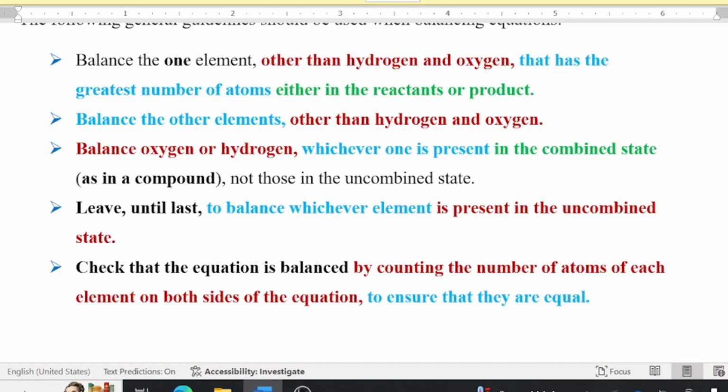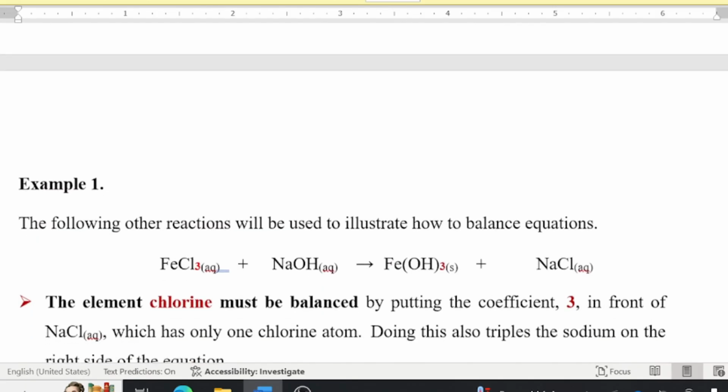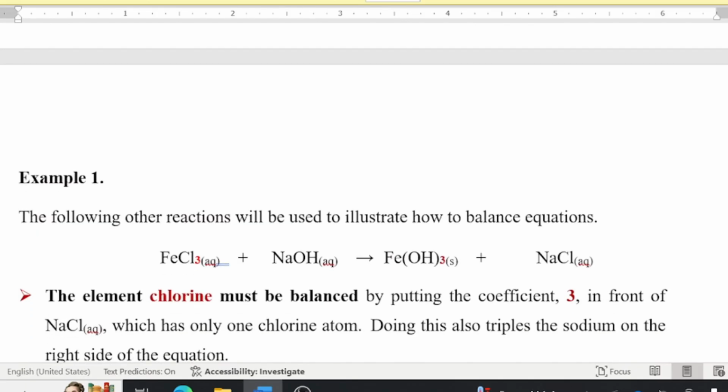It's uncombined. Then lastly, check that the equation is balanced by counting the number of atoms of each element on both sides, okay, to ensure that they are equal. So we go to an example now. Watch this reaction here, all right?